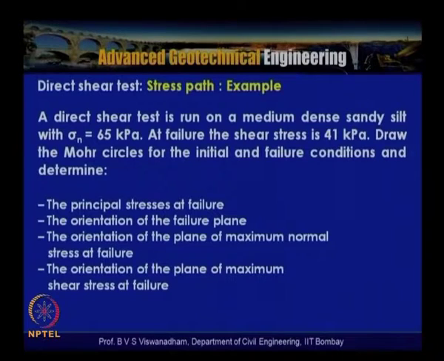So let us consider an example wherein a direct shear test is run on a medium dense sandy silt with a normal stress of 65 kilopascals. At failure, the shear stress is observed as 41 kilopascals. Draw the Mohr circles at the initial and failure conditions, and determine the principal stresses at failure, the orientation of the failure plane, the orientation of the plane of maximum normal stress at failure, and the orientation of the plane of maximum shear stress at failure. So these issues can be addressed by the discussions we have had till now.